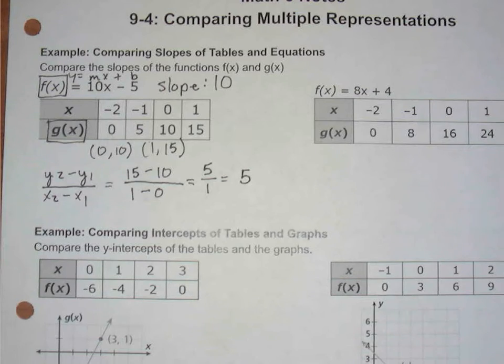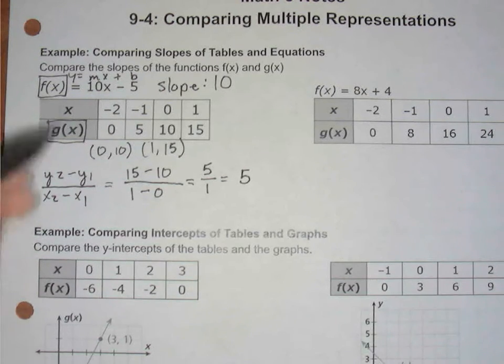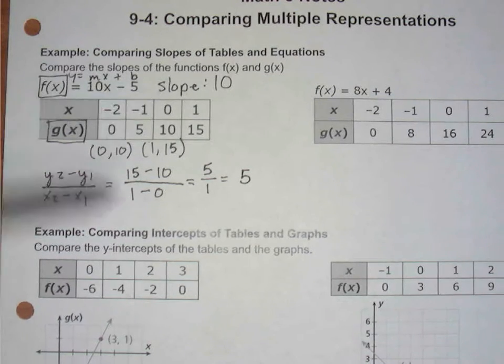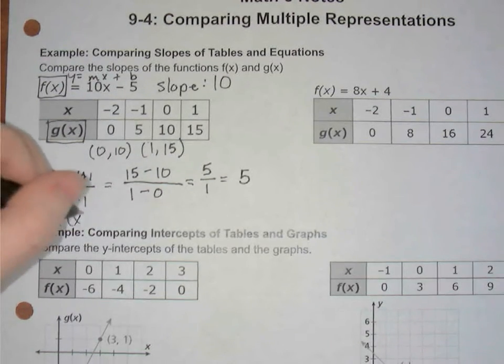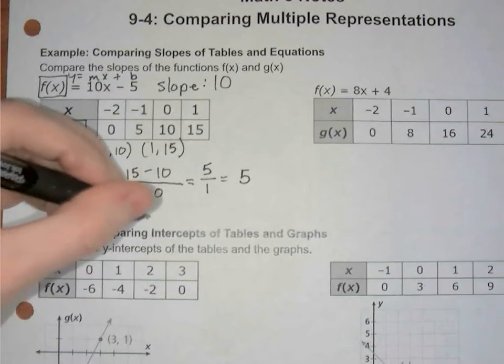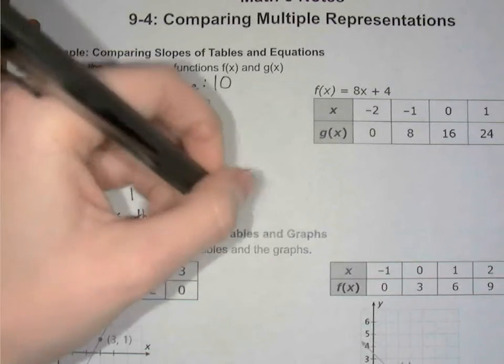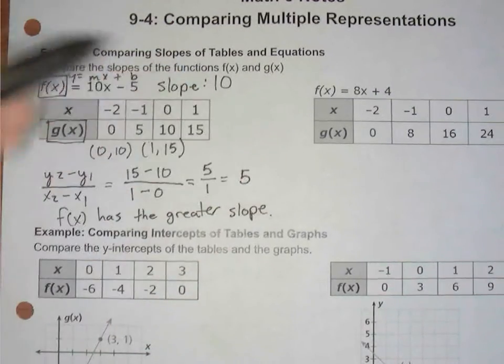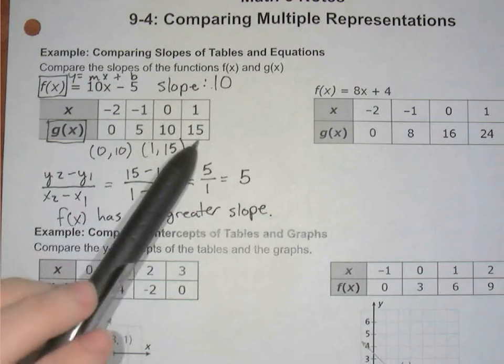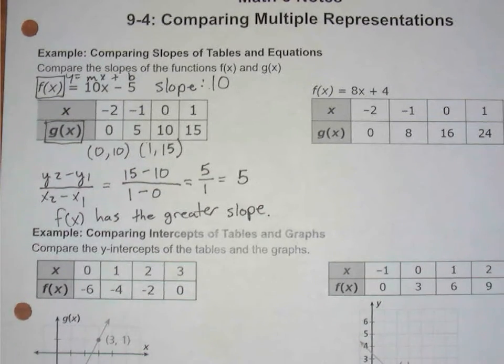Now I have to say what I've found. So I'm going to say what I've found by using the names of my functions. So this function is called f of x, and this function is called g of x. And I want to say that this top function had the bigger slope. So I'm going to use its name, f of x, and I'm going to write f of x has the greater slope. Since that one had a slope of 10, and this function represented by a table only had a slope of 5. So I want to say which of my slopes is greater there.